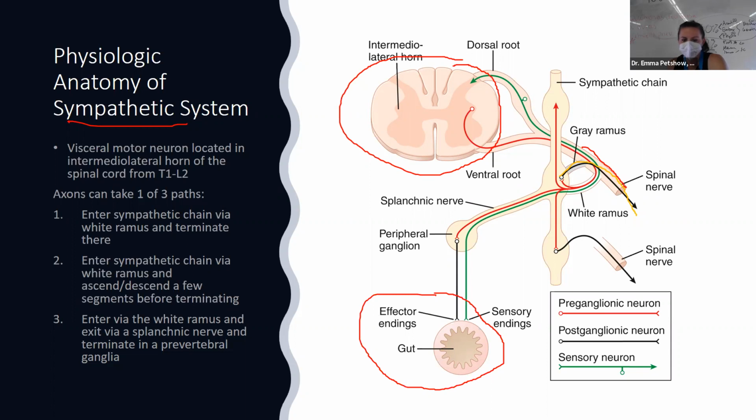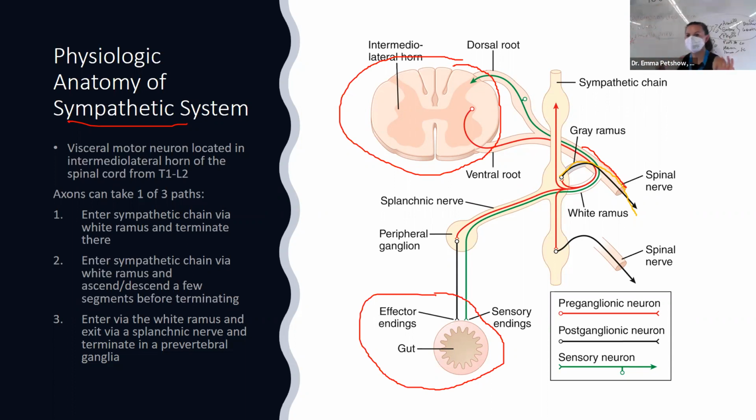We can also have sensory input, sensory endings from the gut, sent up through a peripheral ganglion, through a white rami, coming up the spinal nerve, through the dorsal root, and directly into our spinal cord. So if you're having trouble with pathways at the central nervous system level, this is probably going to be the most simplistic picture that you can commit to memory to help you remember ventral root, dorsal root, what is coming. Ventral root signal leaving the spinal column. Dorsal root typically signal coming back.